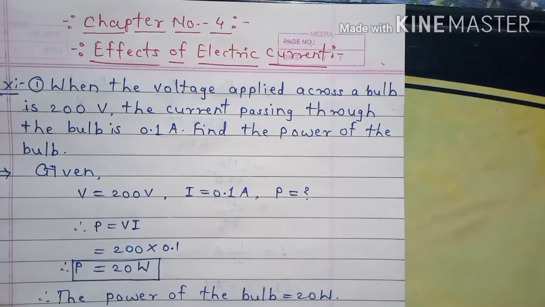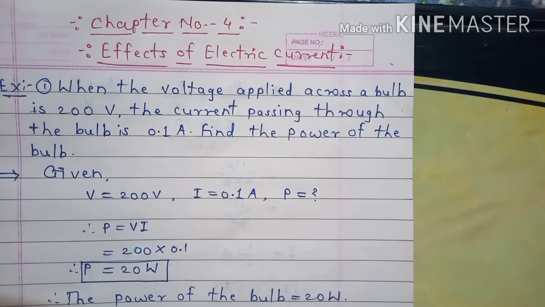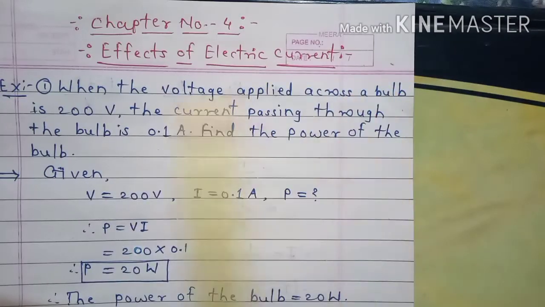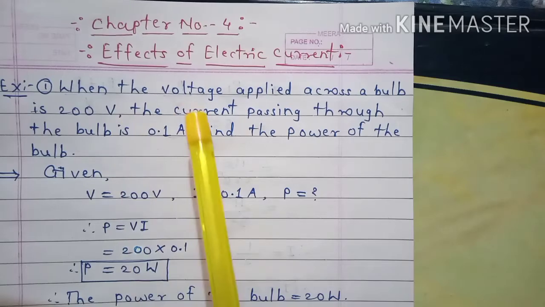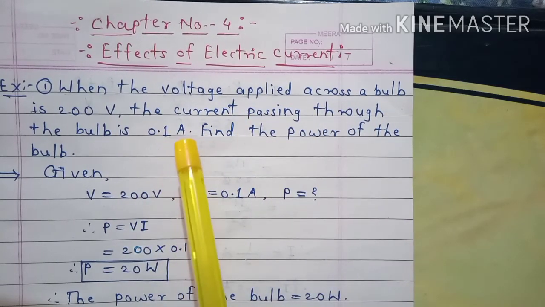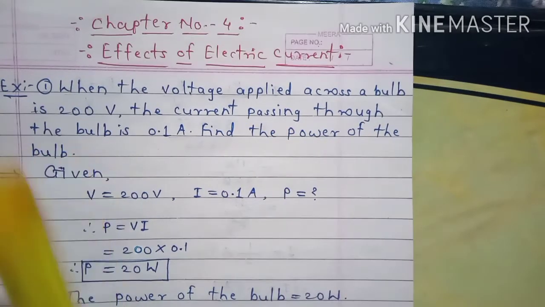Today we are going to see more practice examples, that is on chapter number 4, Effects of Electric Current. Let us see first example. When the voltage applied across a bulb is 200 volt, the current passing through the bulb is 0.1 ampere. Find the power of the bulb.